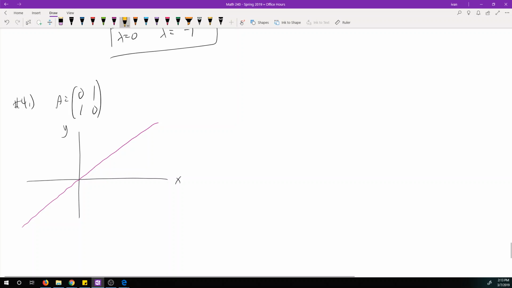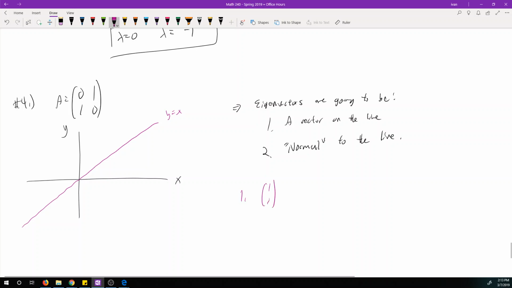So yeah, my eigenvectors are going to be 1, a vector on the line, and 2, the normal to the line. Okay, so what is a vector on the line? The line is y is equal to x, so a vector is just going to be 1, 1, right?